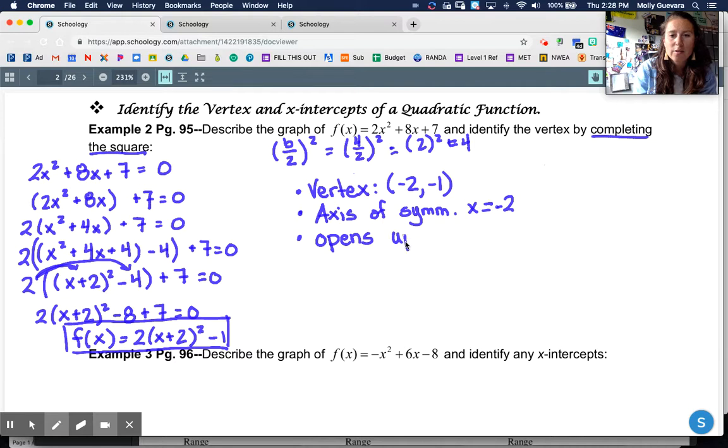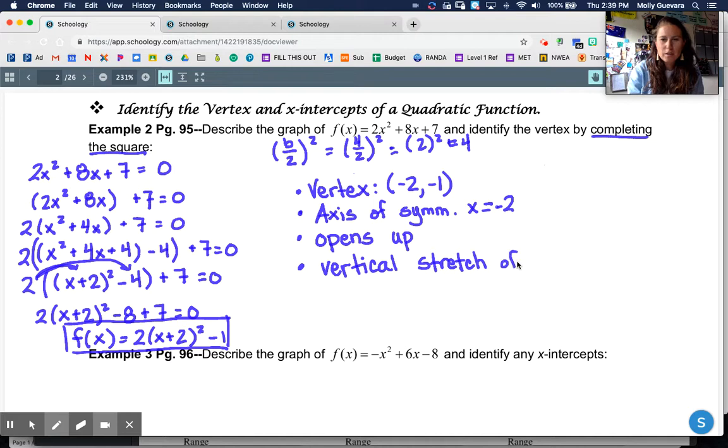And the reason I know that this graph opens up, all right, so it opens up, we know that 2 is positive, so it's going to open up. And then the last thing is because this is a 2, right, it tells me that I have a vertical stretch of 2. My pen is starting to get a little jumpy here, so we'll see how we can go. A vertical stretch of 2. And it doesn't actually ask me to graph it. It doesn't ask me to find the intercepts. So it just wants me to describe the graph, and I have done that.